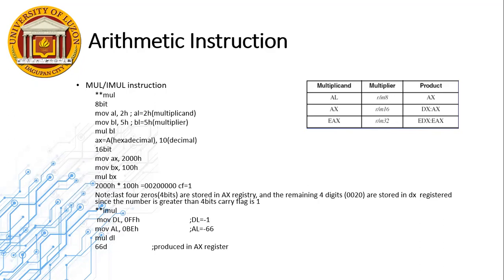And then I'll be moving BE hexadecimal to AL. So AL this time is our multiplicand. Anything assigned in the accumulator is the multiplicand. So that's the keynote there. And then you use the IMUL instruction to perform the multiplication. The product will be 66 decimal. And since that is less than 4, it will be assigned in the AX register.